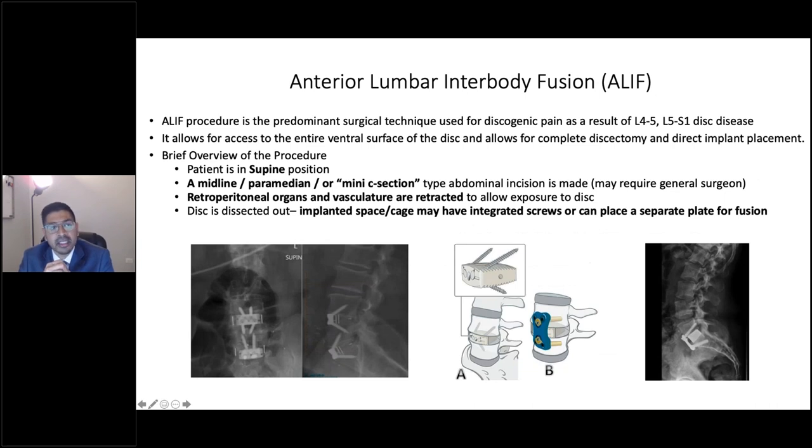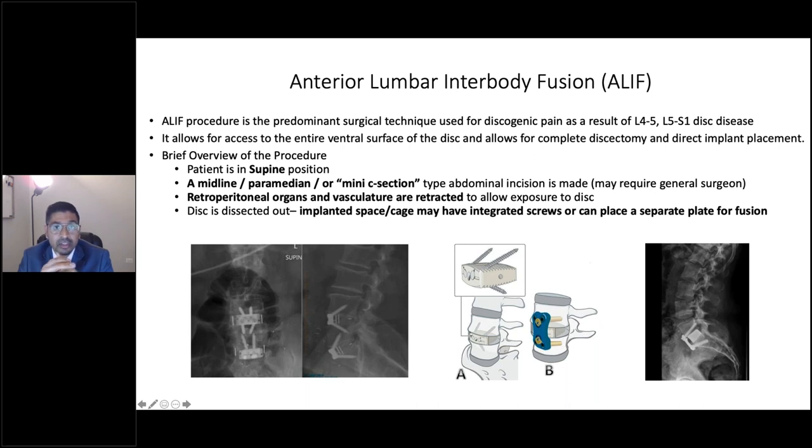The next approach I want to discuss is the anterior lumbar interbody fusion. As the name suggests, it's an anterior approach, anterior to the transverse process. As such, the patient is typically put under general anesthesia in the supine position. Next, a midline, paramedian, or mini C-section incision is made, depending on the level the surgeon is targeting.